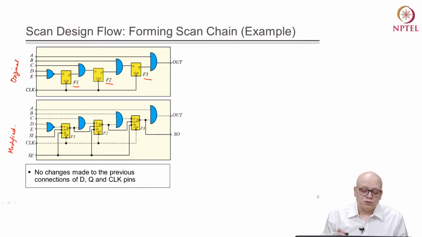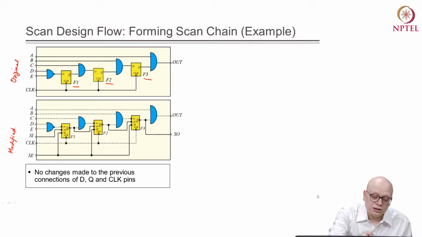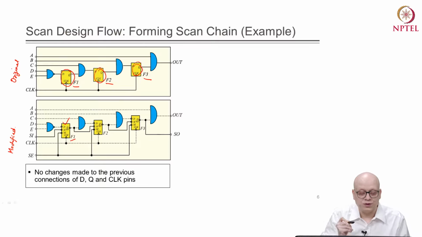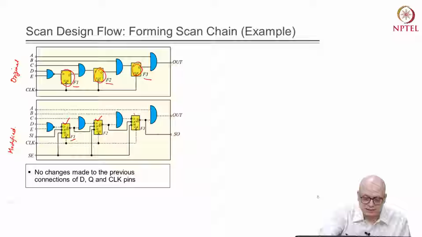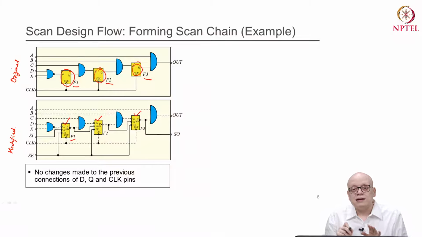The first thing we should note is that we have replaced all the flip flops, all the D flip flops, with scan cells, right. So, F1 is now a scan cell, it is not a D flip flop, right. It is a scan cell, and scan cell. These are the circuit changes. The first circuit change is that all the D flip flops have been replaced by scan cells, right.